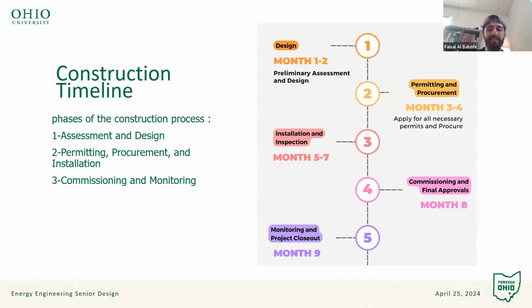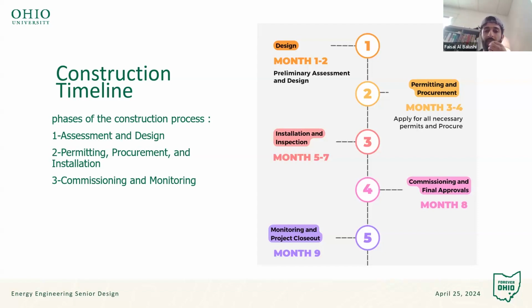Going to the construction timeline, as you can see, we'll need about 9 months to complete the construction. The first 2 months will be an overall assessment and design to evaluate solar potential, roof integrity, and shading issues, and at the same time, obtaining approval from the stakeholders. The next 2 months will be permitting and purchasing all the items needed. And the next 2 months will be installing and inspection.